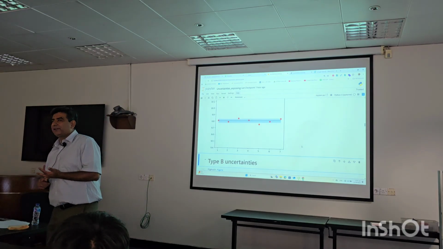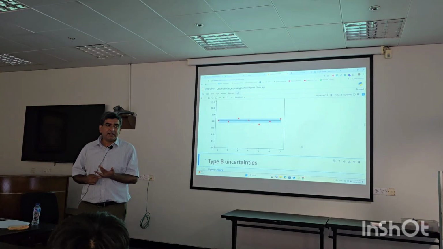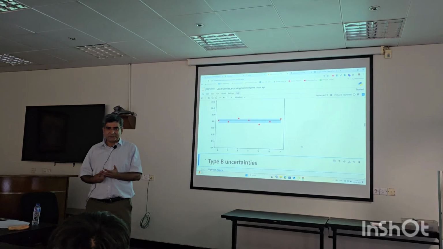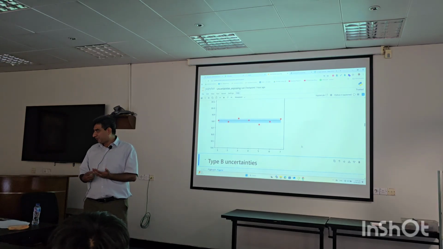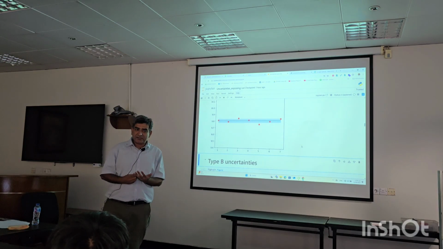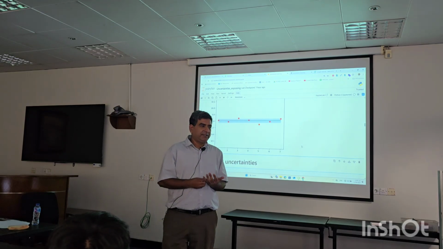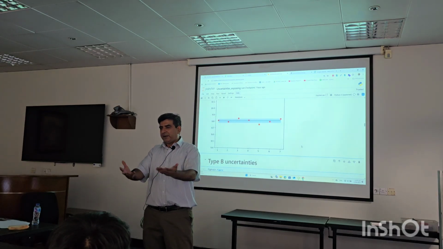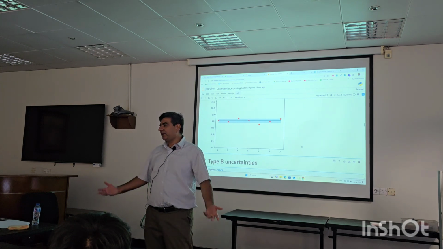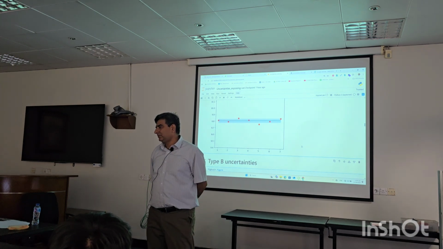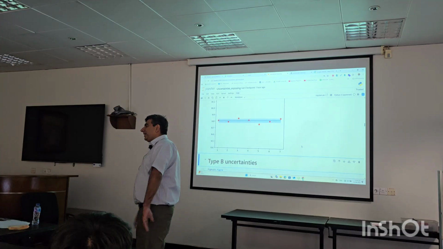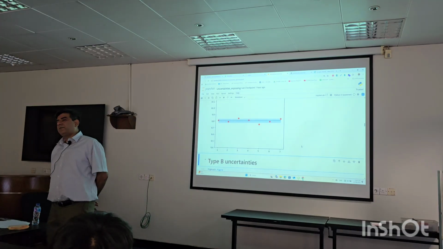Then there could be the accuracy of the instrument. When a manufacturer makes an instrument, lab is about instruments. When a manufacturer makes an instrument, the manufacturer quotes that my reading from our instruments will be accurate up to 1%. Or if I'm using a voltmeter, every reading will be accurate up to half a volt.